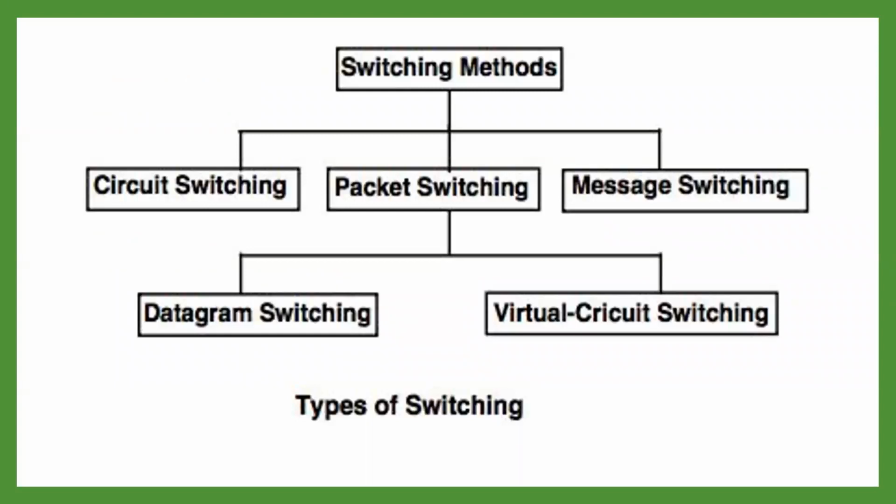The switching method consists of three techniques. One is circuit switching, another is packet switching, and the third one is message switching. Packet switching is again divided into two approaches. One is datagram switching, and the other one is virtual circuit switching. We will see one by one how this technique works and how the path will be decided in this method.